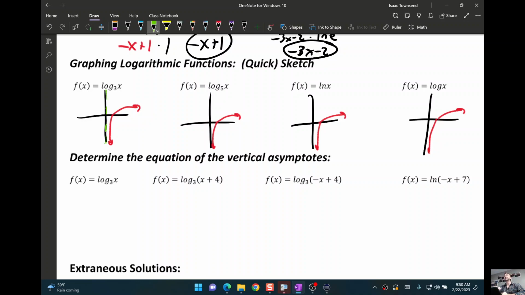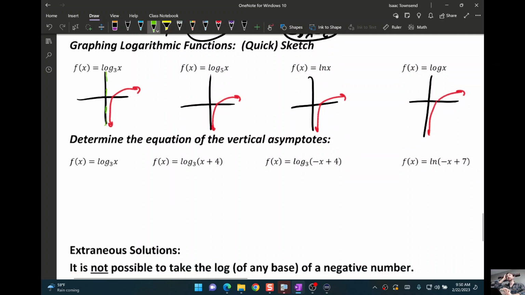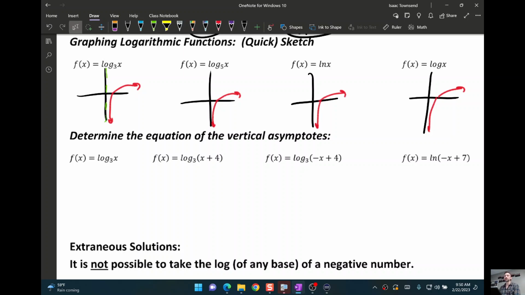Now, they're not the exact same graph, of course. Some of them are going to rise a little bit quicker, some of them are going to hug this y-axis a little bit quicker, but just a general overview, they all basically look the same, just like exponential functions all basically look the same.